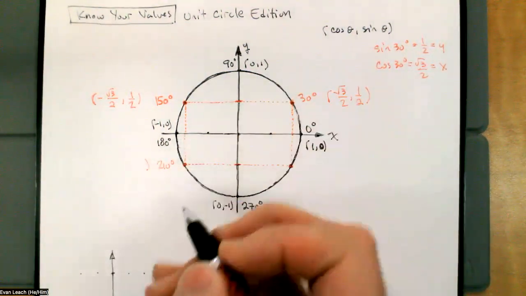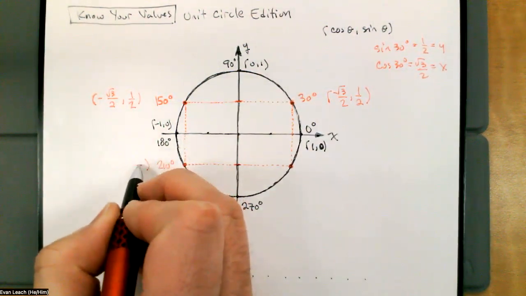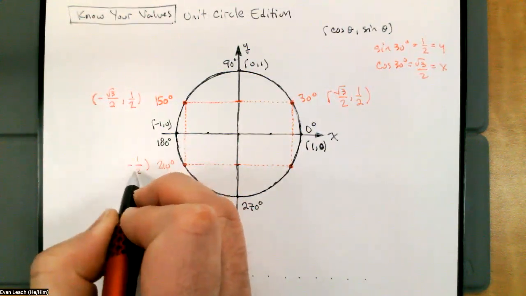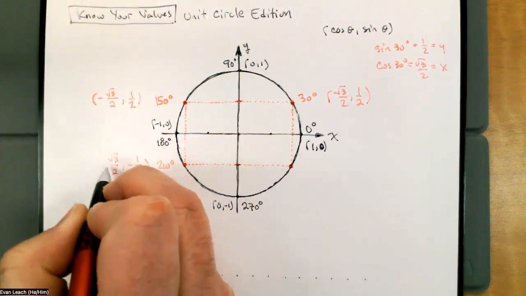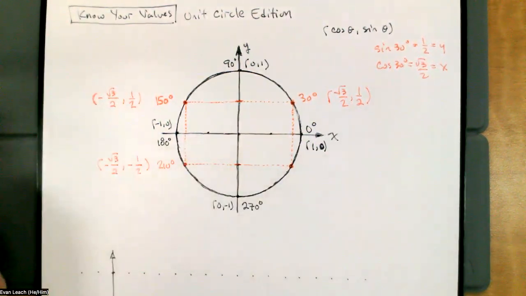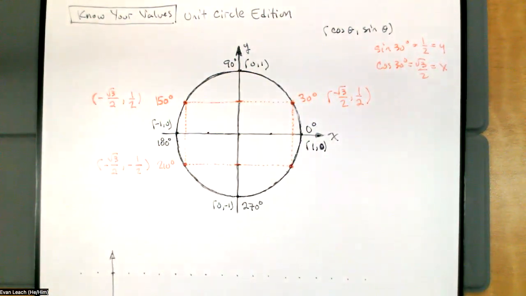So now that we're in the third quadrant, the y coordinates are going to be negative, and the x coordinates are also going to be negative. The values come from the reference angle, the signs come from the quadrant. Values from the reference angle, positive or negative from the quadrant.